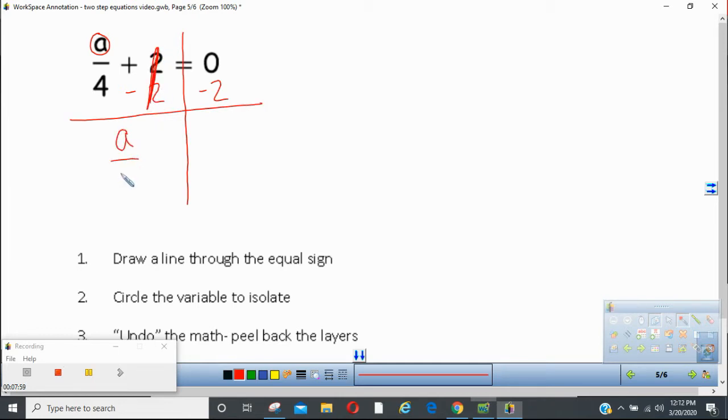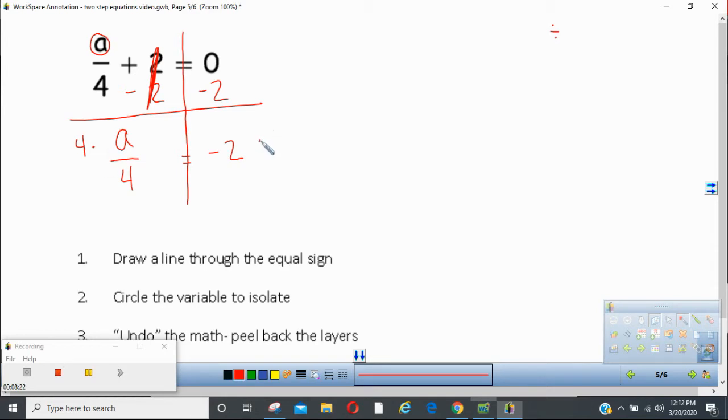So this right here, a lot of people freak out because they see a fraction. But I don't want you to think of this as a fraction. Remember, this is division. This is just simply how we write division in algebra. We don't use what I call this kindergarten division symbol right there. All right, so what's the opposite of divide? It is to multiply. So we're going to multiply by 4.